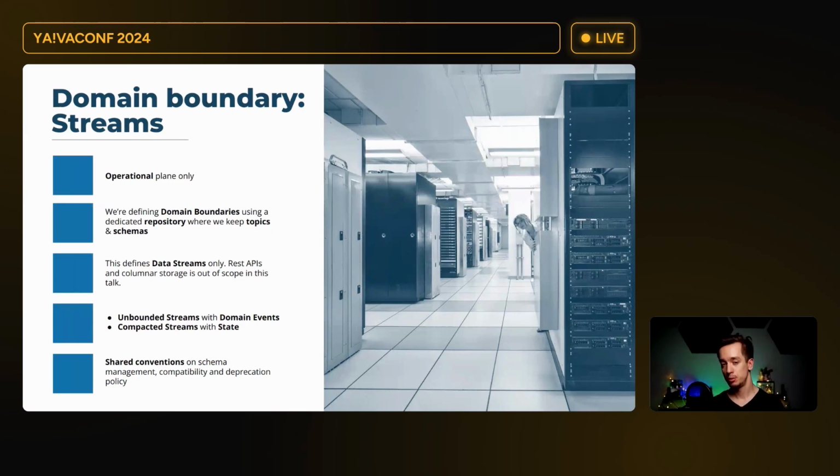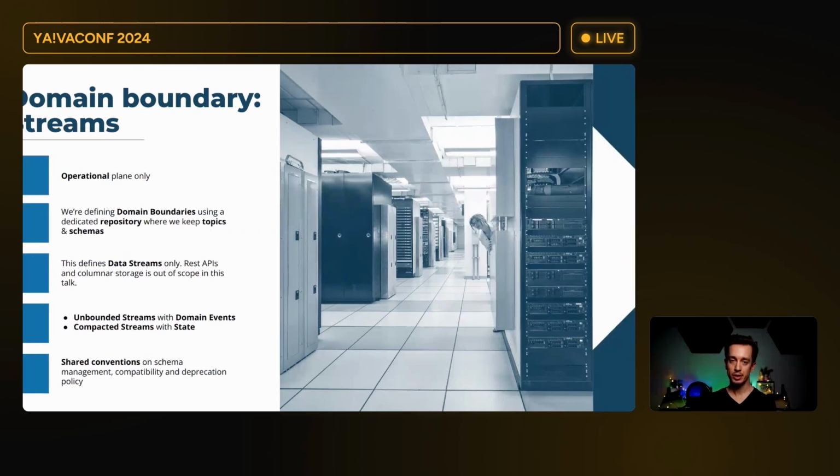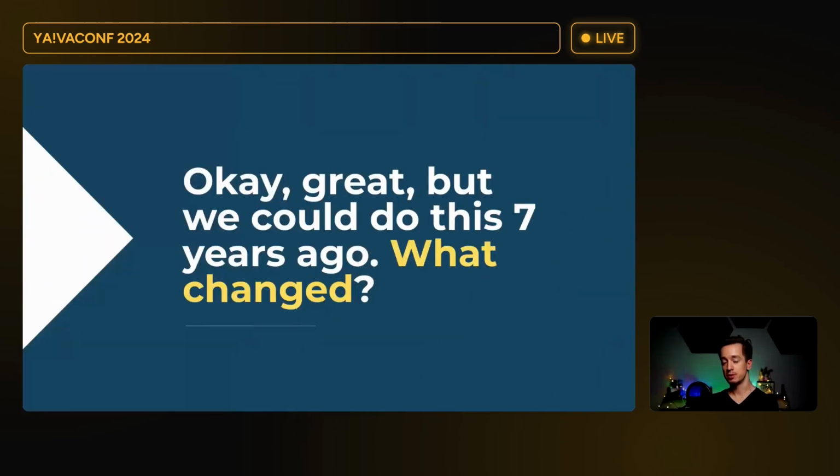Unbounded streams will be containing domain events, and compacted streams will be containing snapshots of the state that you might want to publish to the rest of the organization. And it would also talk about shared conventions about stuff like schema management, API deprecation, and so on. Yeah, so all of this was possible a long time ago.